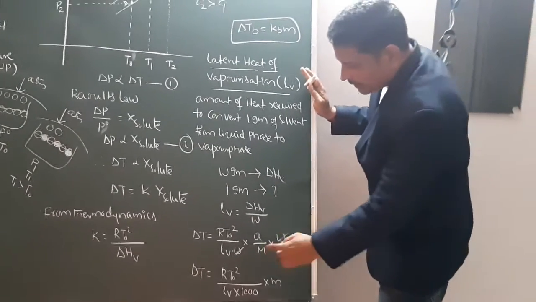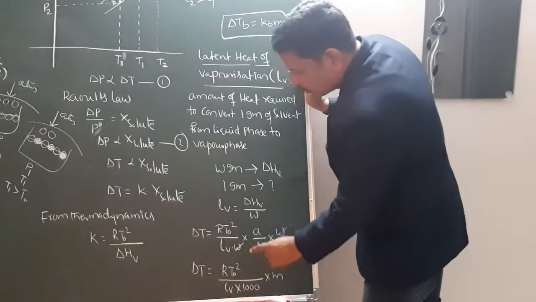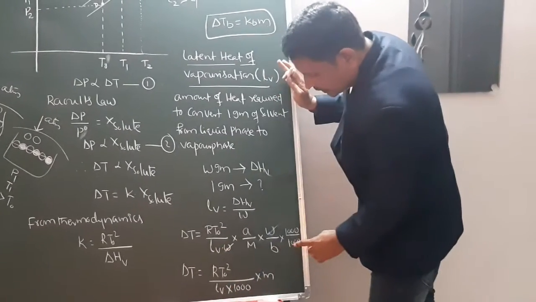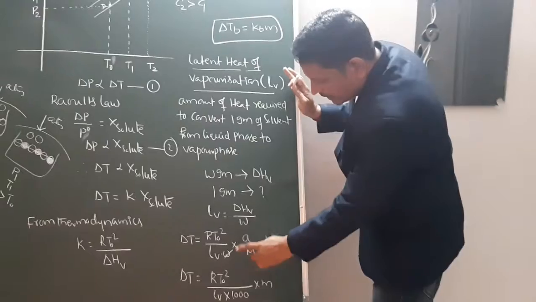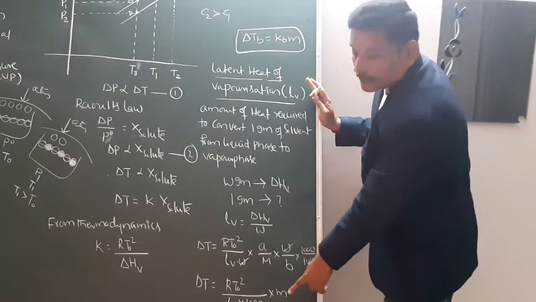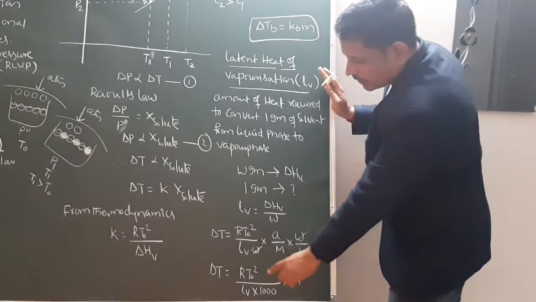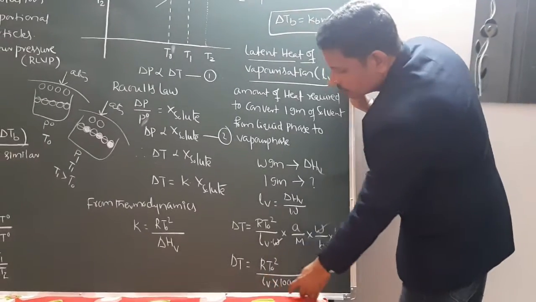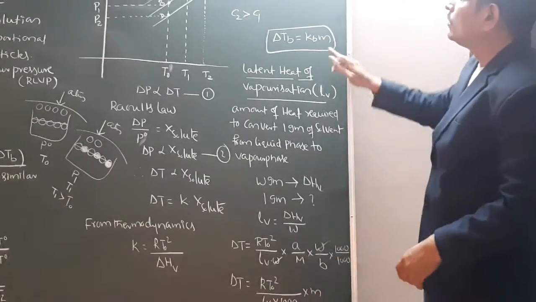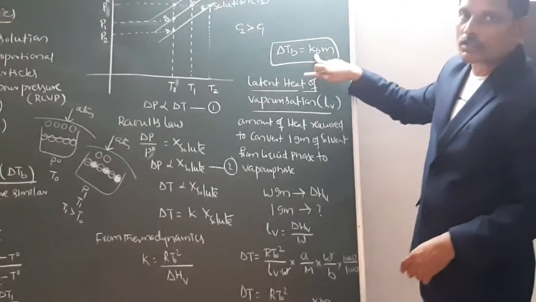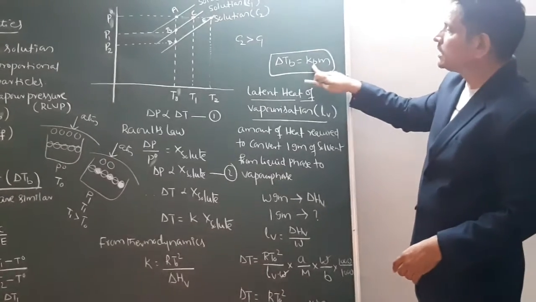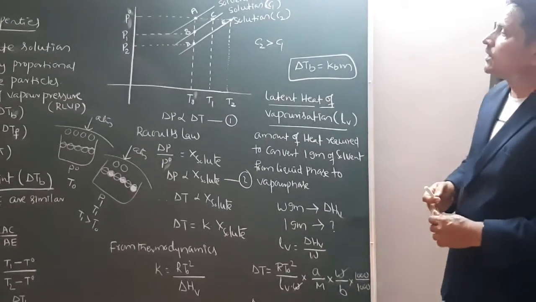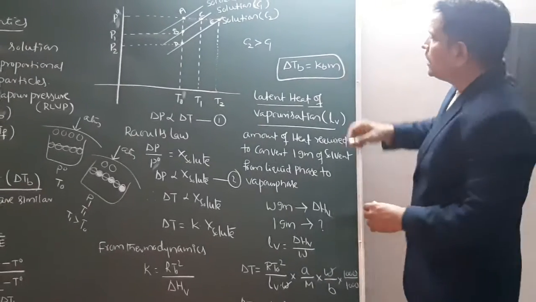So therefore, the remaining terms are represented as delta T is equal to RT naught square by LV into 1000, into the remaining term called molality. So this constant term RT naught square by LV into 1000 is equal to Kb. This is represented by a constant Kb. So the final relation is delta Tb is equal to Kb into m.